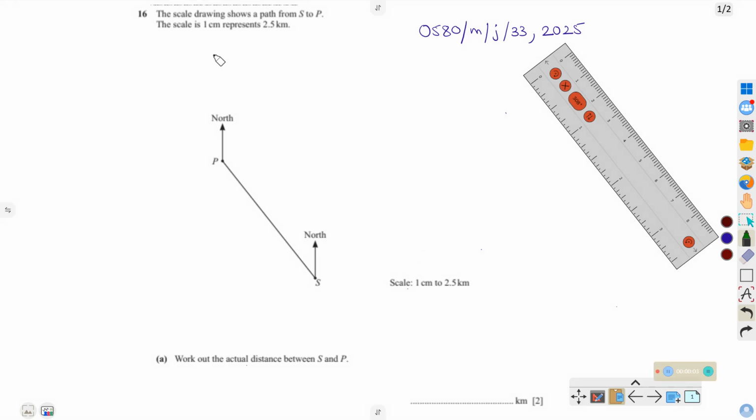Hello students, this is question number 16 from 0580 May June 33 paper. It's a calculator paper, and it is from 2025.